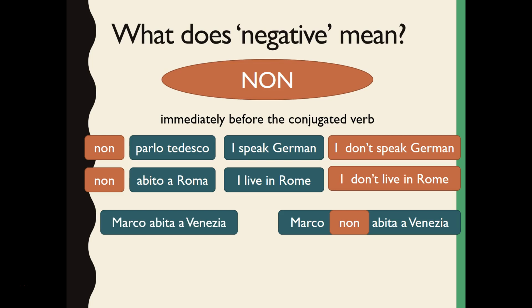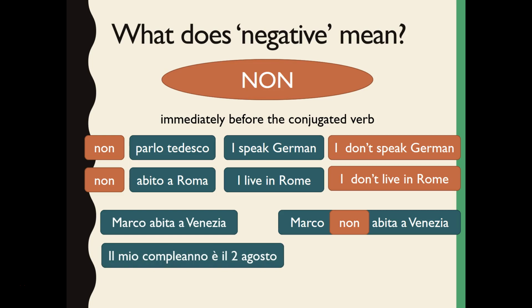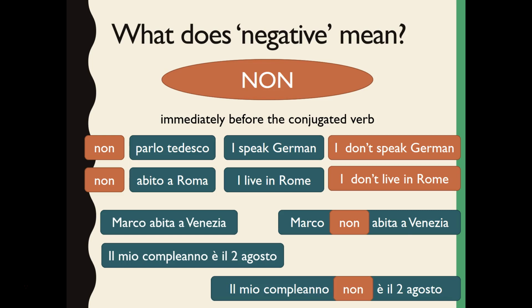Let's look at another example. Il mio compleanno è il 2 agosto. My birthday is the 2nd of August. If we want to say that my birthday is not on the 2nd of August, where do we put the non? Immediately before the conjugated verb. The conjugated verb in this case is è. So it ends up looking like this. Il mio compleanno non è il 2 agosto.